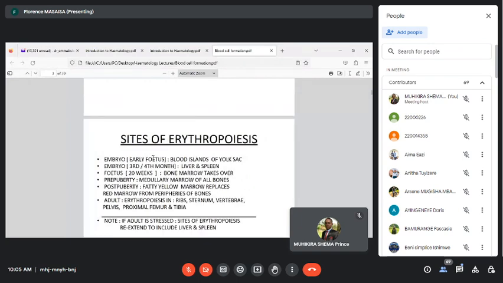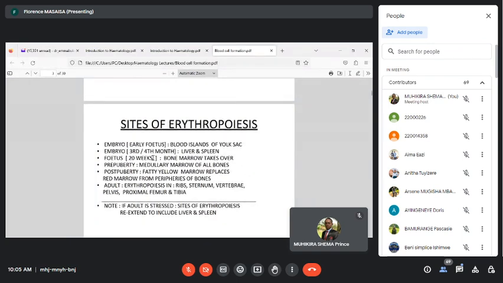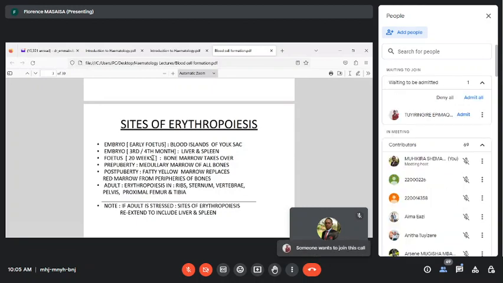We have the sites of erythropoiesis. We have spoken about the yolk sac in the early fetus, but also from the third and fourth month, the liver. In the fetus from 20 weeks, the bone marrow will take over up to puberty and post-puberty. We have explained what the fatty marrow and the red marrow are, and we have seen the difference. Then we have the areas which are rich in red cell production: the ribs, the sternum, the vertebrae, the pelvis. You remember that image I've shown you.